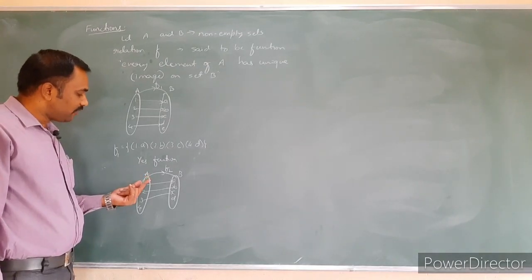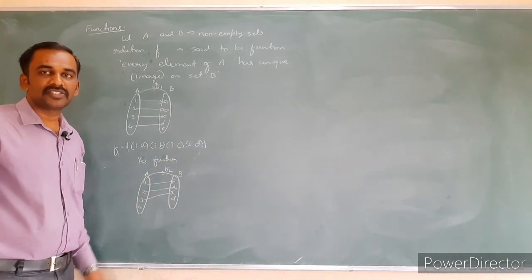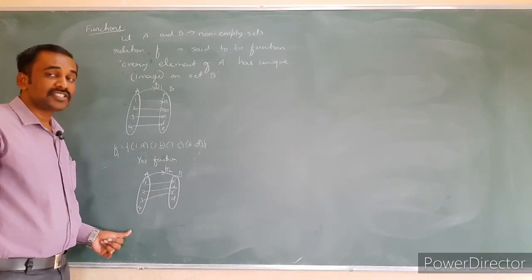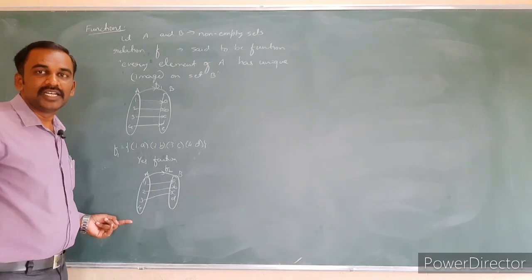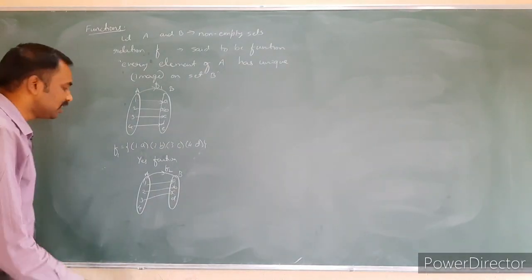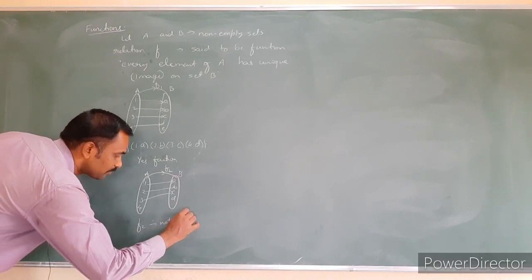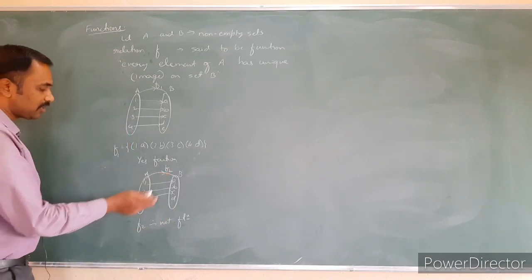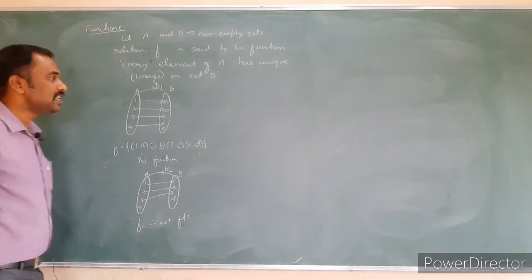Does every element of the set A have a unique image on the set B? Every element is not related. Why? Because 4 is left. 4 does not have any image, therefore it is not a function. So F2 is not a function. Why is it not a function? Because 4 does not have any image.